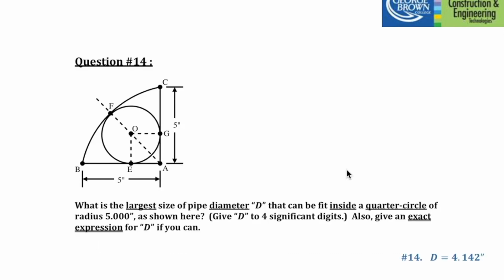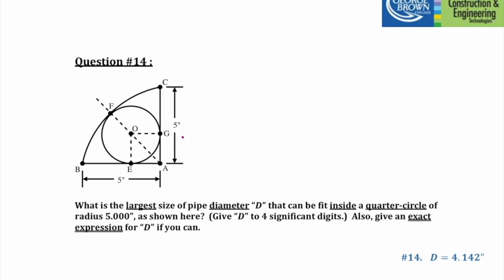Okay, so here's the first example. It's question 14. And this is 14 out of 20, so you can see that we really dusted a lot of the questions in the notes now. The idea is that you want to find the largest diameter D for the pipe that can be fit into this quarter circle. So imagine this is a cross section of a wall, and you want to fit a pipe through it. And the cross section is a quarter of a circle.